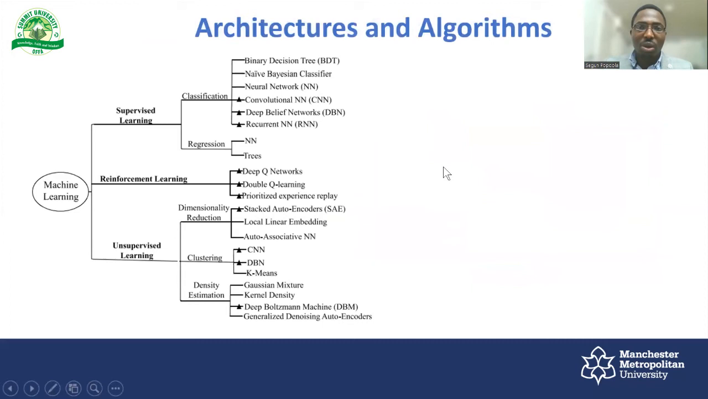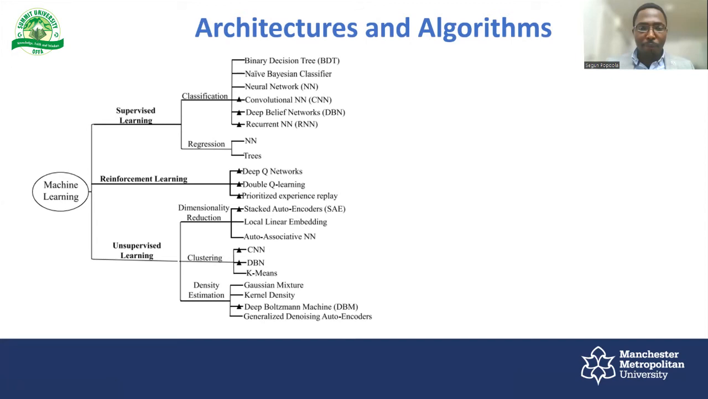For supervised learning, you'll be looking at maybe decision tree, naive Bayes, neural network, convolutional neural network, deep belief network, recurrent neural network. All of these fall under supervised learning. So for supervised, you're looking at classification and regression. That means your data must be labeled.